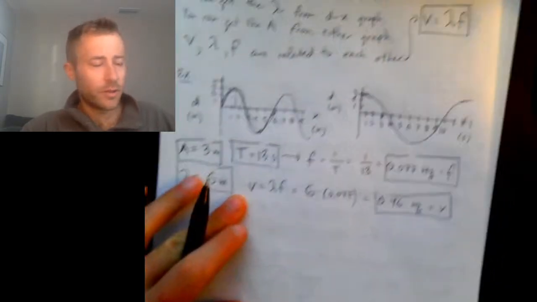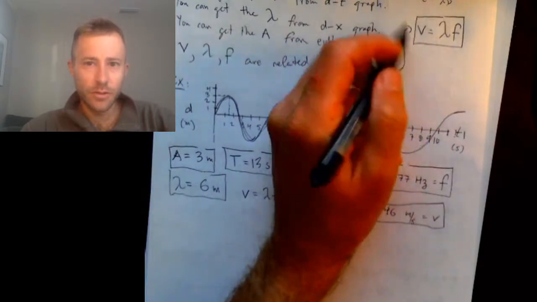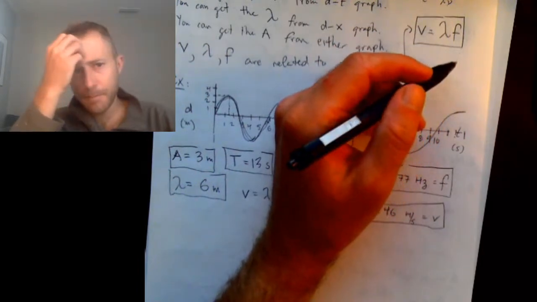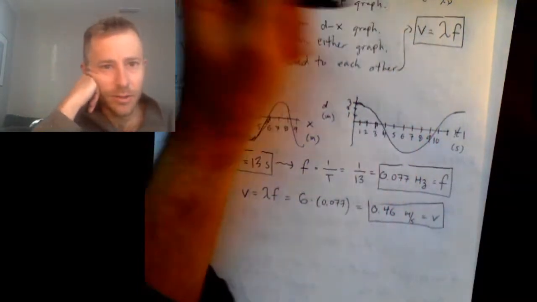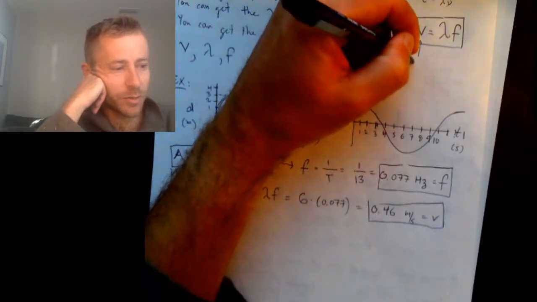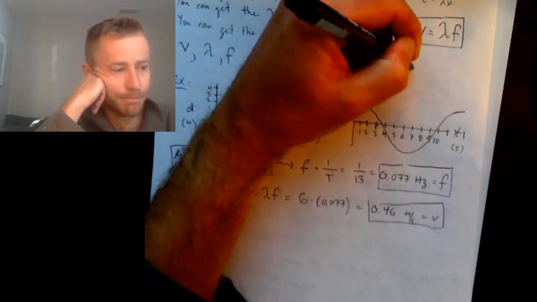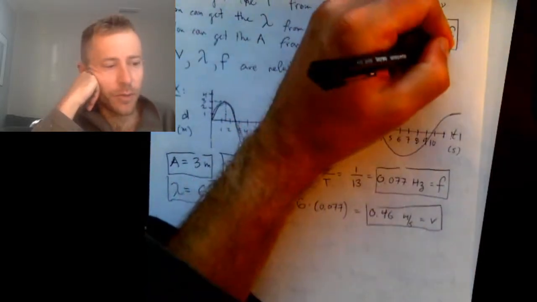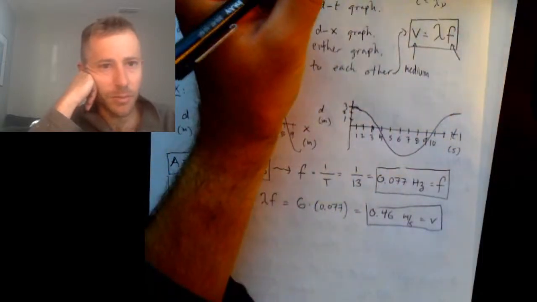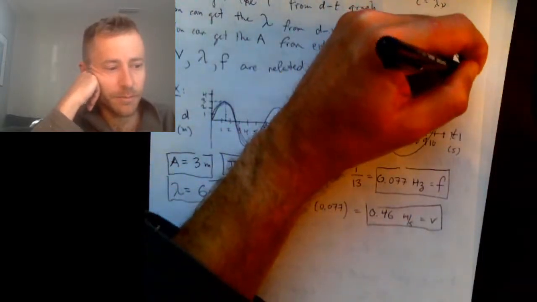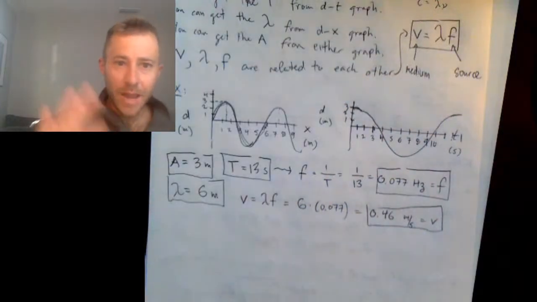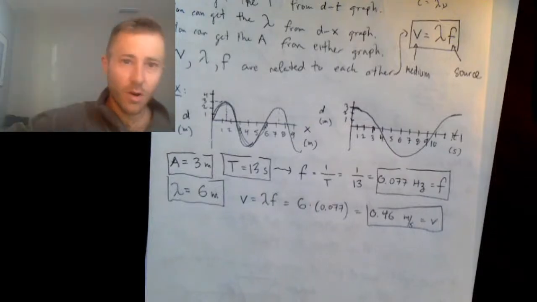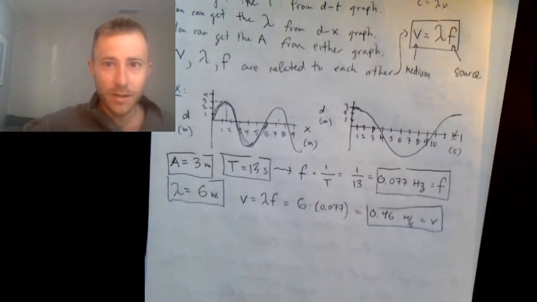Some other problems you might see are just playing around with this using v equals lambda f to solve for lambda, or other variables. The thing you want to remember is that the wave speed is determined by the medium. The frequency is usually determined by the source of the wave. So if I'm making a water wave, the frequency is going to be determined by how often I push down on the water.